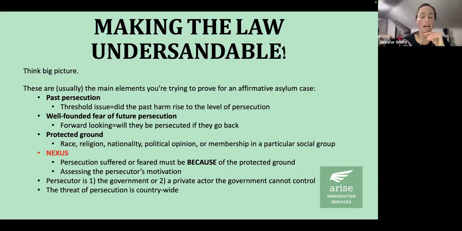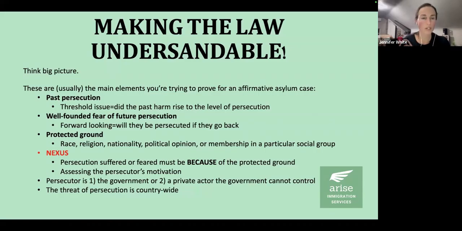And so kind of related to that last point is that we want to argue that the threat is countrywide. Asylum law is a little strange in terms of the frameworks that it creates, but if you prove past persecution on account of a protected ground, there is a presumption that you have a well-founded fear of future persecution. But the government can rebut that presumption if they can prove changed circumstances or that your client can internally relocate, so they can move to a different part of the country.